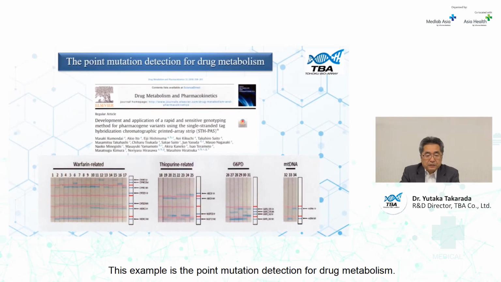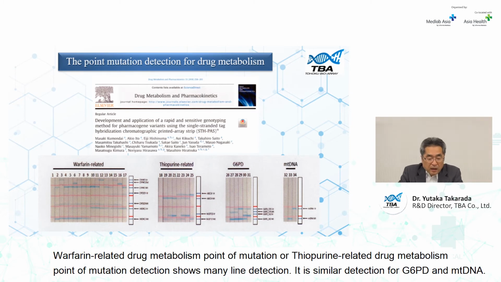This example is 2-point mutation detection for drug metabolism. Warfarin-related drug metabolism point mutation or thiopurine-related drug metabolism point mutation detection shows many lines. Similar detection is possible for G6PD and mitochondrial DNA.